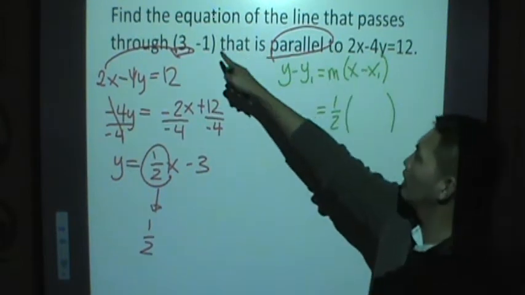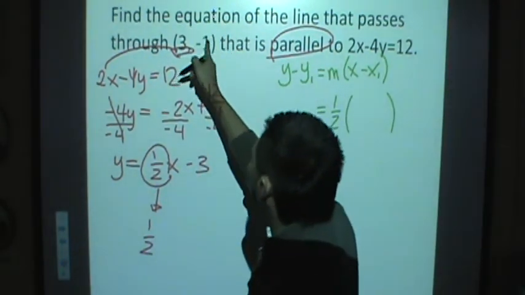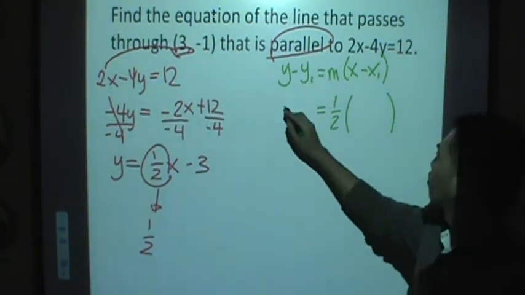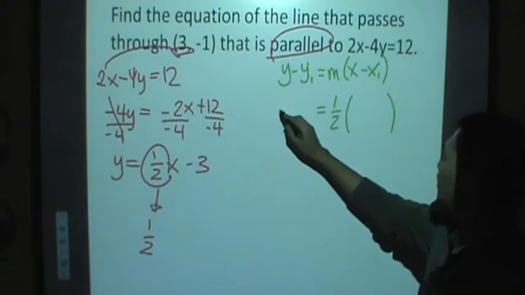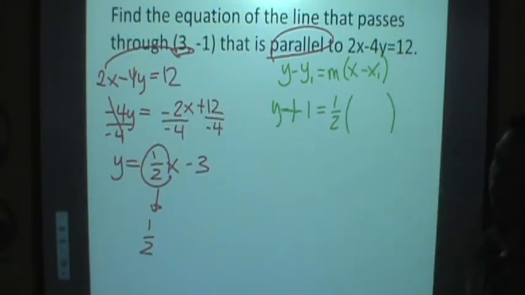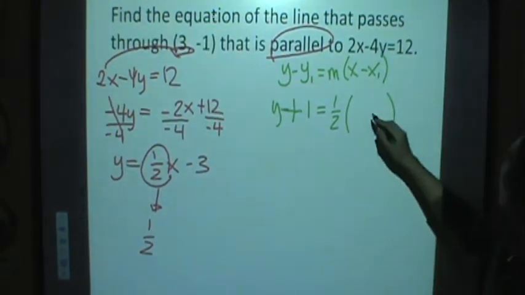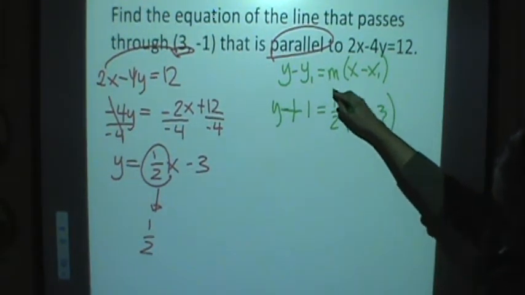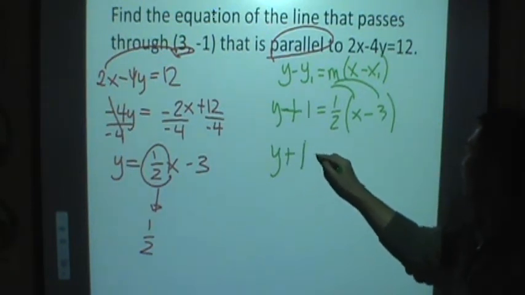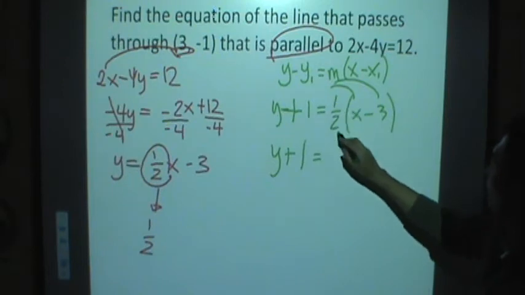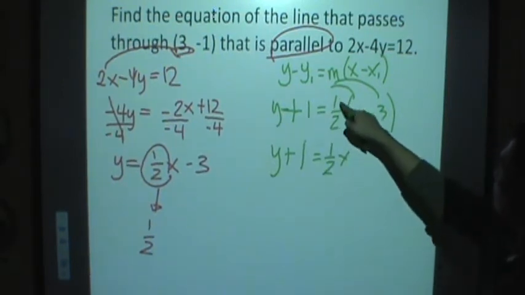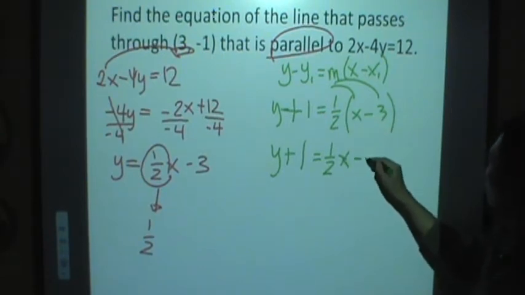Then I can go ahead and use that point, (3, negative 1). So y minus y1, y1 is negative 1, so y minus negative 1 is the same thing as y plus 1, and then x minus 3, and then distribute. Again, do not get intimidated with that fraction, because if you multiply 1/2 by x, you just have to put them together. This positive times negative, that's why your answer will be a negative.